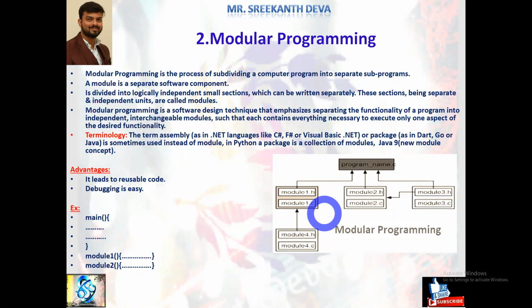Modular programming is the process of subdividing a computer program into what? Separate subprograms. A module is a separate software component. It is divided into what? Logically independent small sections which can be written separately. These sections, being separate and independent units, are called modules.